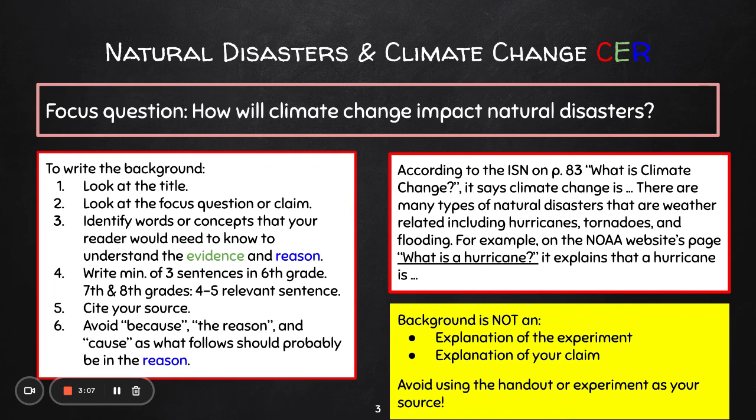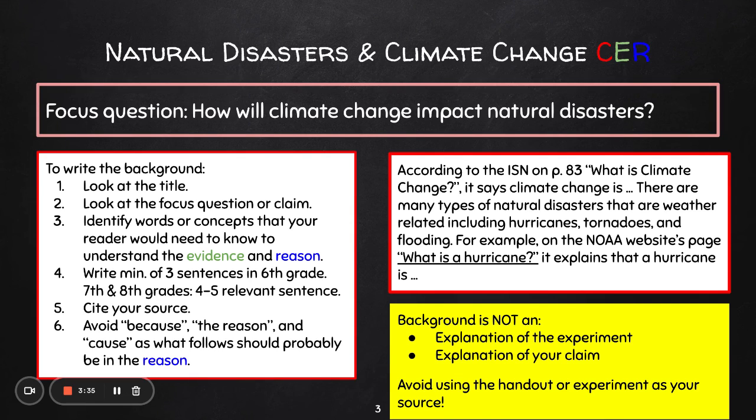Then the person may go, there are many types of natural disasters that are weather related. Once again, there are other natural disasters that are not weather related, such as earthquakes and tsunamis. And then you might give them a list of some possible examples, including hurricanes, tornadoes, and flooding. And then you might go on to explain, for example, on the NOAA website, and you have a link there, what is a hurricane? It explains that a hurricane is blank.